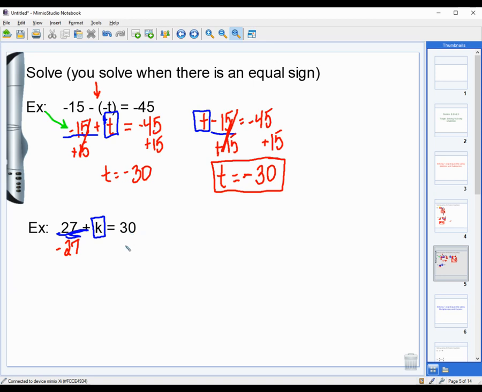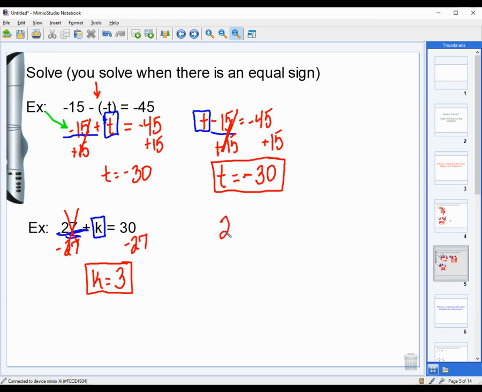Okay? Remember, whatever you do to one side, you have to do to the other. So 30 minus 27. These over here, these 27s will cancel. We are going to get k is equal to 3. Okay? Very good.